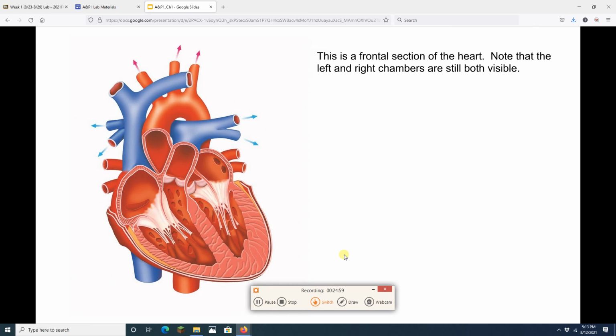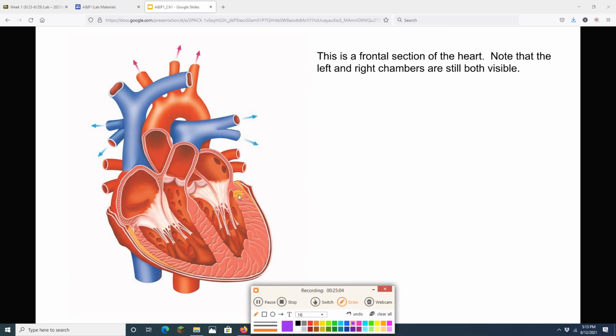All right. Here is a heart. Now, when I've cut this heart, I can still see 4 chambers here. There we go. Let's do a different color. I don't like that. I'm going to do yellow here. Okay, I can see my left chambers and I can see my right chambers. So this cut is not separated left from right. Instead, it's separated front from back, and it is a frontal section.